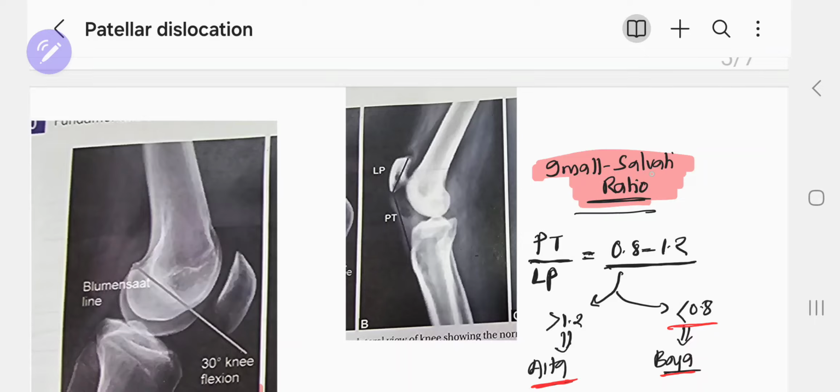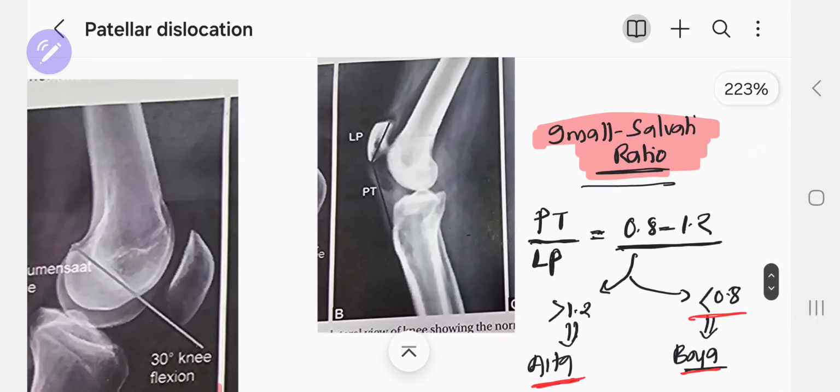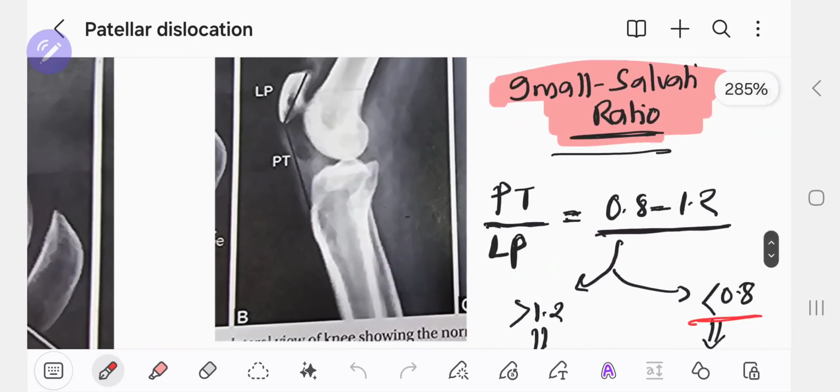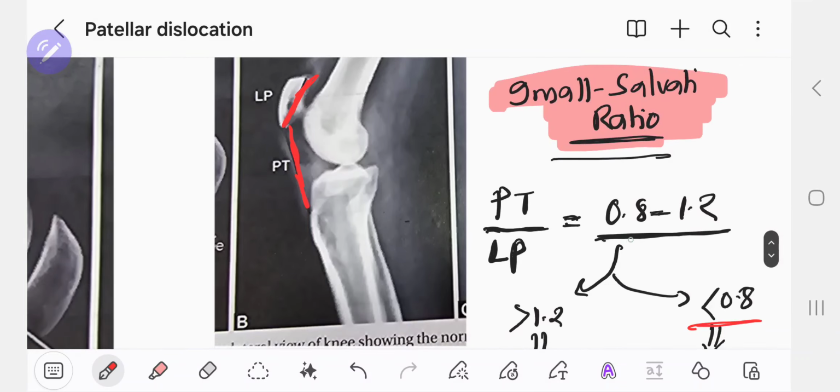The index is the Insall-Salvati ratio. So Insall-Salvati ratio is an index that calculates the ratio between the length of the patellar tendon to the length of the patella. So PT is the length of the patellar tendon and length of the patella. The normal ratio is from 0.8 to 1.2.